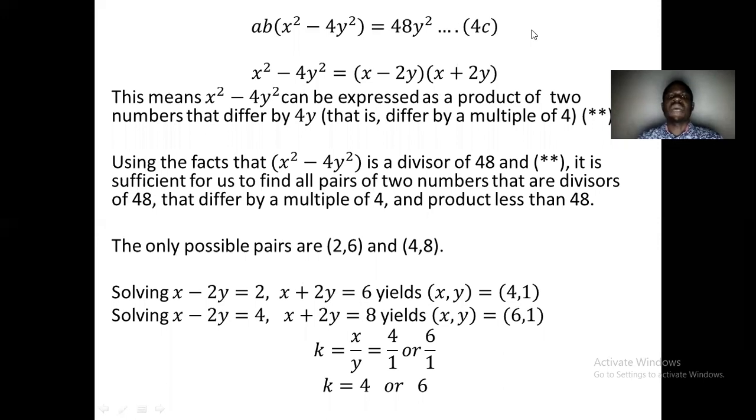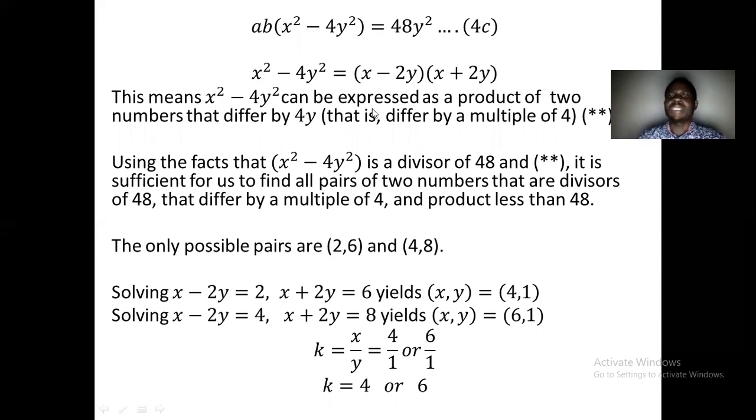Now we want to look closely at x squared minus 4y squared. Now x squared minus 4y squared is the scenario of a difference of two squares. So this is x squared, this is minus 2y all squared. So if you factorize this, it gives us x minus 2y times x plus 2y. So this means that x squared minus 4y squared can be expressed as a product of two numbers. Do not forget that both x and y are natural numbers that differ by 4y.